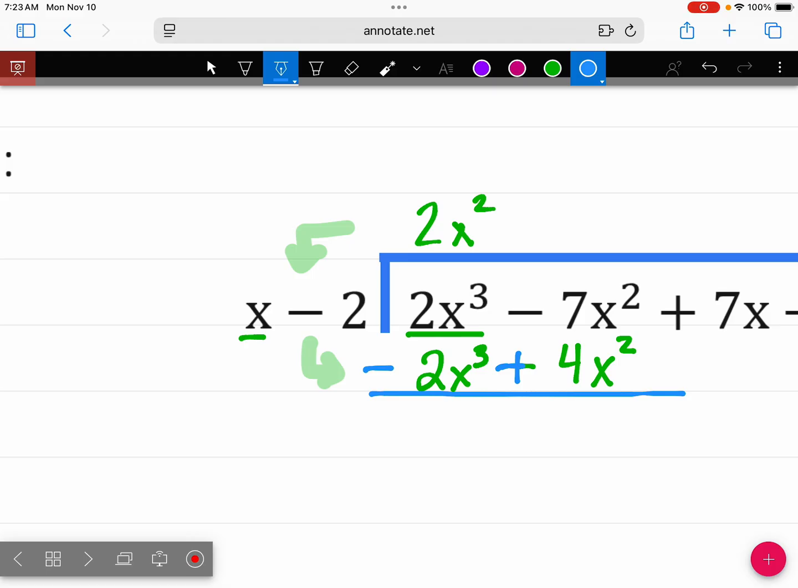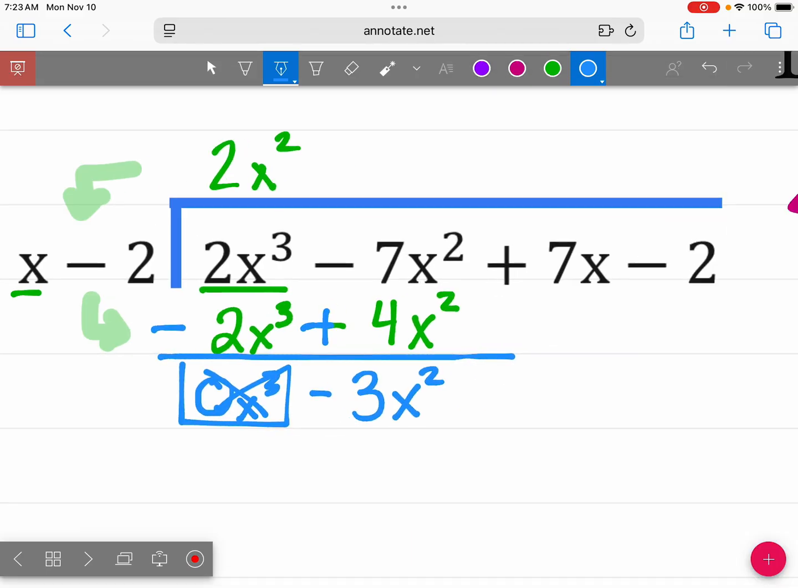When we do that, my 2x cubed minus my 2x cubed cancels out and gives me a 0x cubes. That first term should always fully cancel out. If it doesn't, something went wrong. And then we get negative 7x squared plus 4x squared, giving us a negative 3x squared. And then I'm just going to drop my next term on down. I can drop both terms if I want to. Don't have to, but you absolutely can. So that's our first cycle on our long division here.